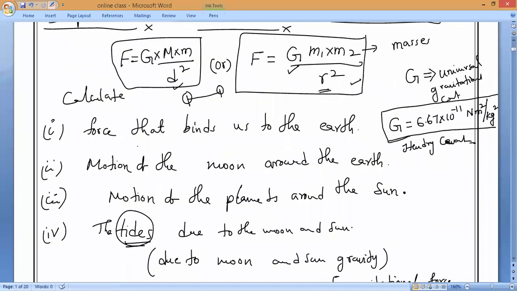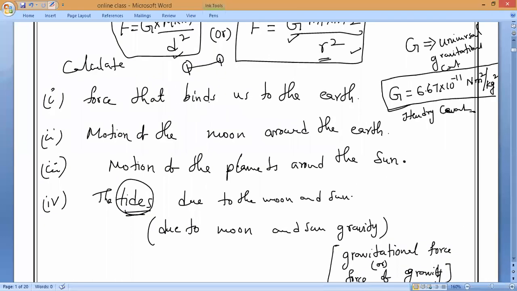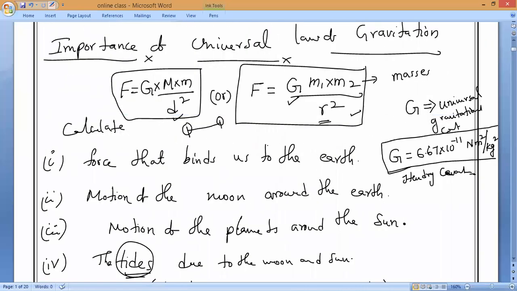These are the 4 points where we usually study the importance of the universal law of gravitation. Is it okay? So we can find the force binding to the earth. Not only that, for any kind of objects we can calculate the binding force, and we can find the distance between the moon and the earth, as well as the planets around the sun. What their motion is, how they are behaving, everything we can analyze with the help of the universal law of gravitation. And the formation of tides, how the tides are forming due to the gravity of the earth and the gravitational force of the moon and the sun, everything we study with the help of this law. That is the universal law of gravitation. Is it okay, guys? Everybody? Yes, sir.